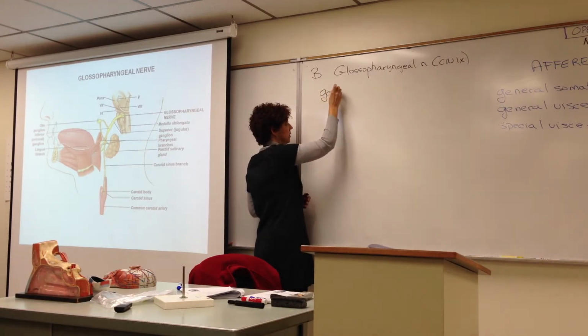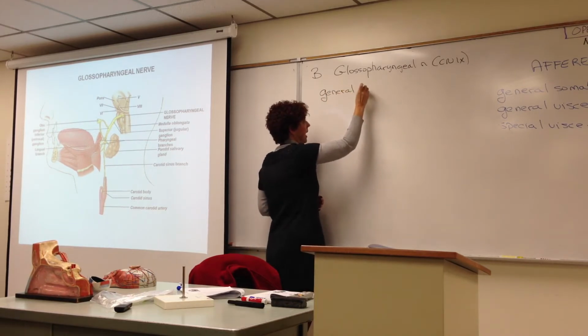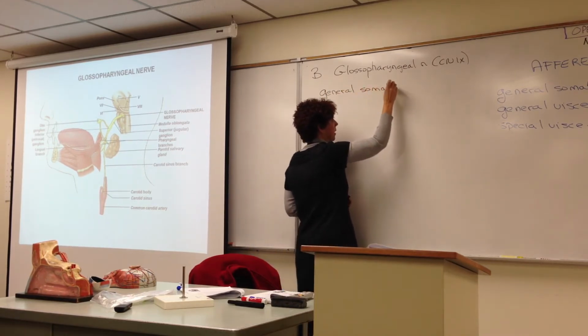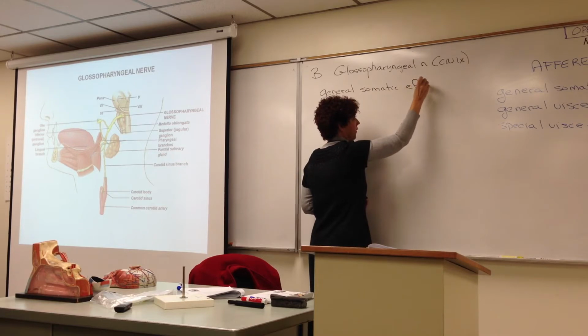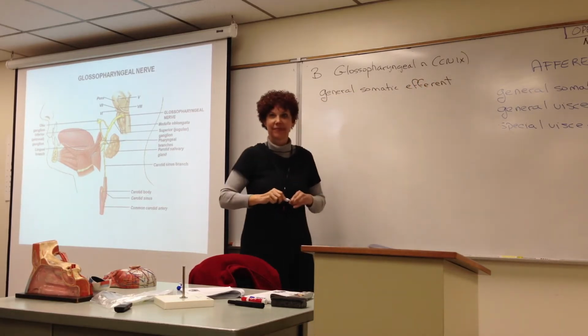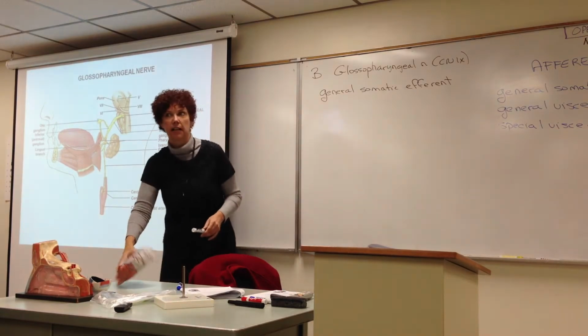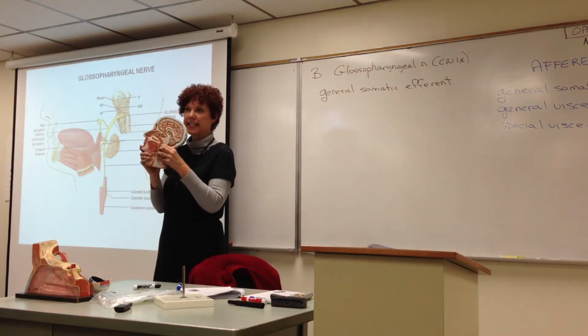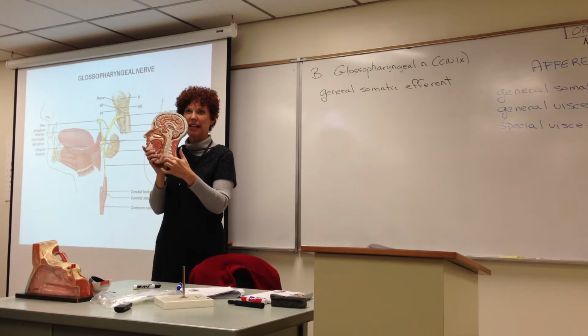General somatic efferent, the skeletal muscles of the throat for swallowing. All right? So I brought a model of the head up here. And you can't see much of these muscles. It's this thin red line.